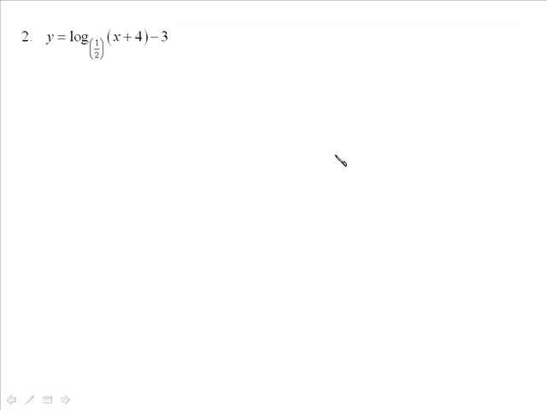Let's try another one. Here we have y is equal to the log of x plus 4 base 1/2 minus 3. And we do the same thing. So if you're comfortable with these, stop the video, and solve it on your own, and then compare your answer. So we would get y is equal to the log base 1/2 of 0 plus 4 minus 3.